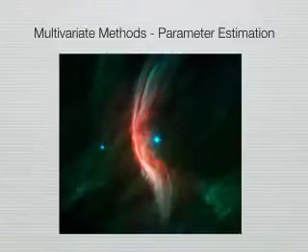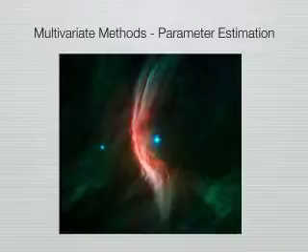Parameter estimation. The mean vector mu is defined such that each of its elements is the mean of one column of x. That is, the expectation of x is equal to mu, which is equal to mu1, mu2, mu3, until mu d, transposed.